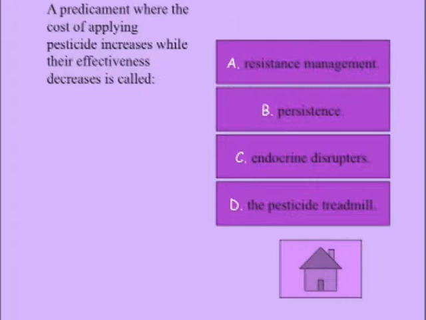Let's see, pests for 500. A predicament where the cost of applying pesticide increases while their effectiveness decreases is called A, resistance management, B, persistence, C, endocrine disruption, or D, the pesticide treadmill. All right, you're radical if you said D. It's the pesticide treadmill, and that means that you're right on the mark.